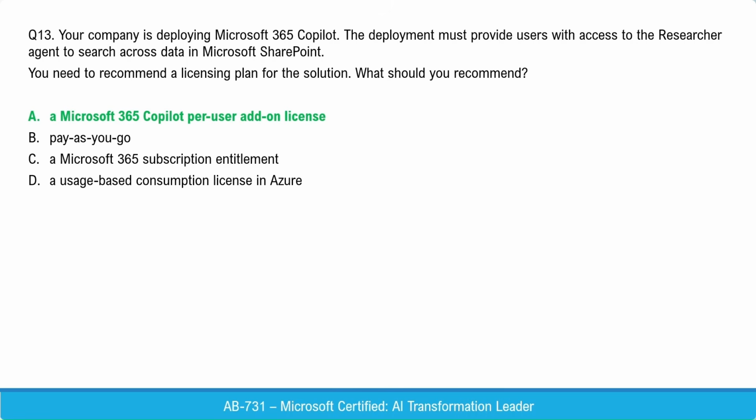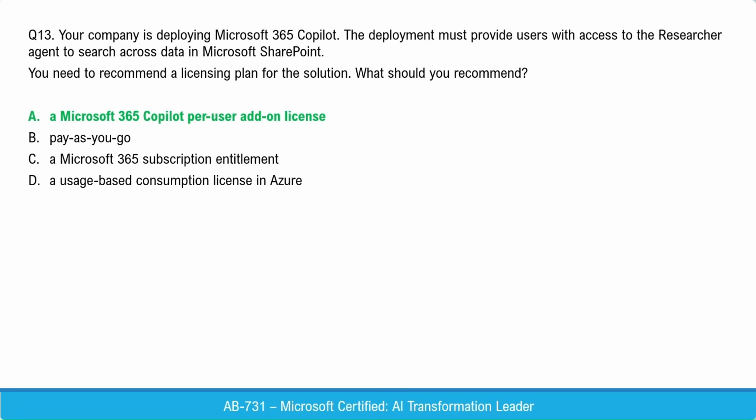Let's understand why. Your company wants to deploy Microsoft 365 Copilot and provide access to the researcher agent, which can search across SharePoint data. To use Copilot features, users must have a Microsoft 365 Copilot license assigned to them. This is a per user add-on that works alongside existing M365 subscriptions and enables access to Copilot capabilities across apps and services. So, option A is the right answer.